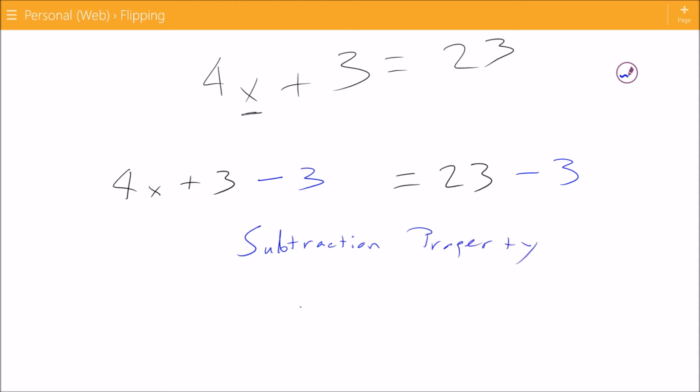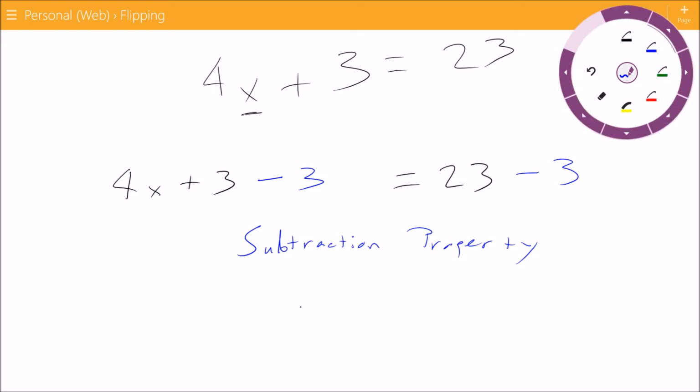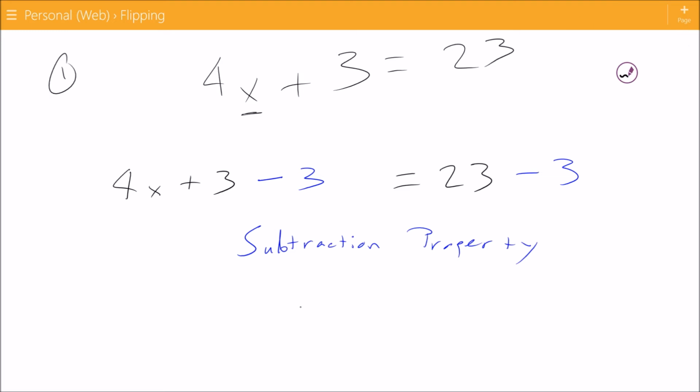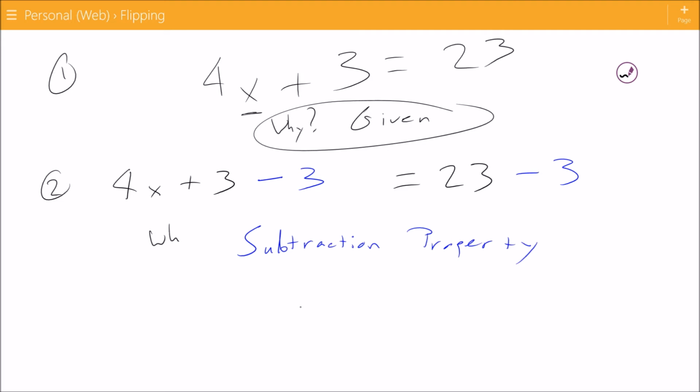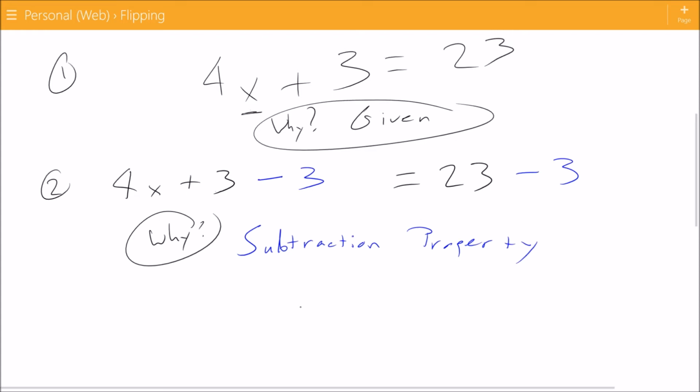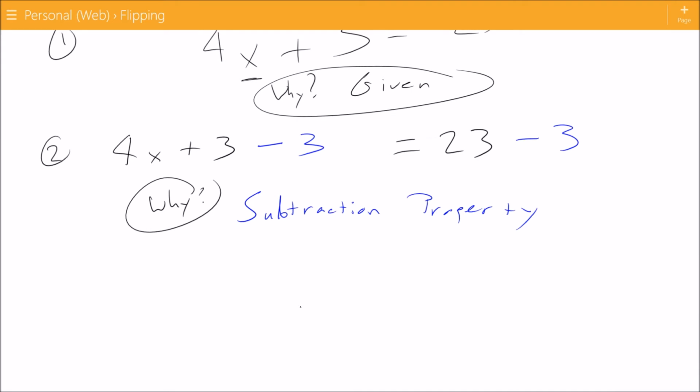So if I was going to list this out, technically my first step would be starting with what I was given. I'm just given this. This is my reason. This is why. So think about along each step, why am I doing this? My second step right here, why am I able to do this stuff here in blue? Well, the subtraction property lets me subtract on the one side of the equation as long as I do the same thing on the other side. That preserves the equality.